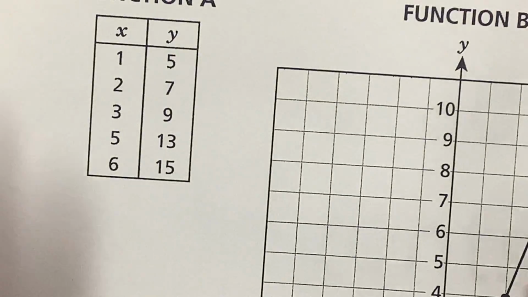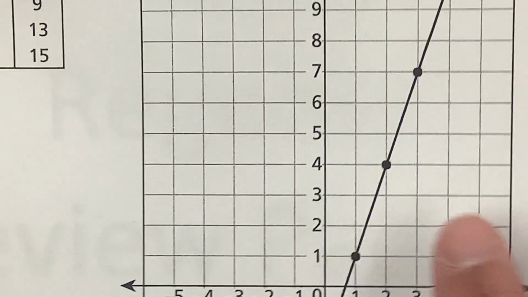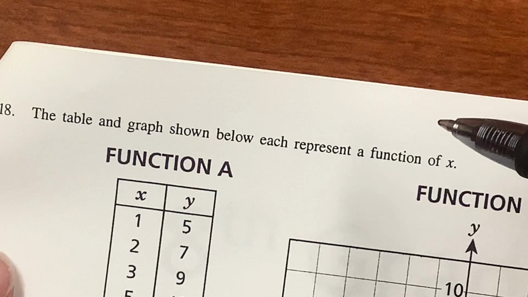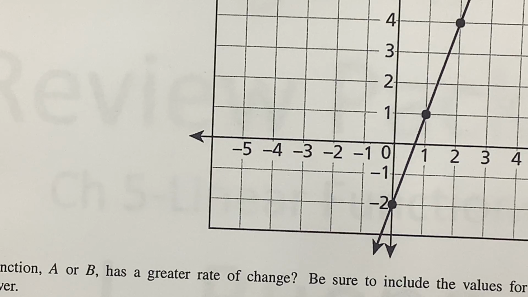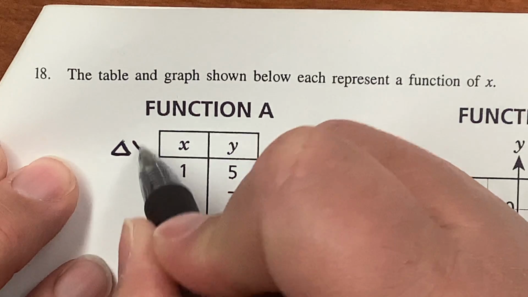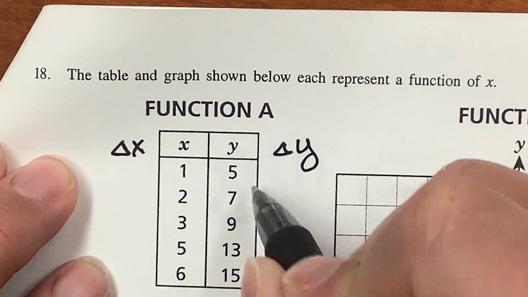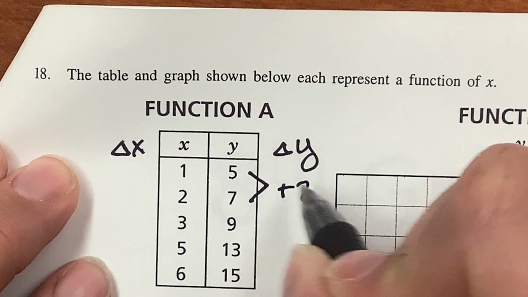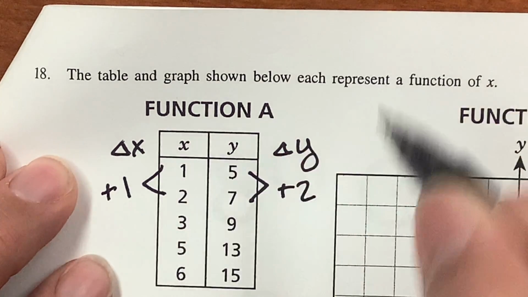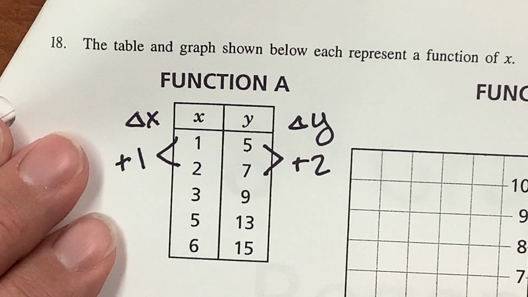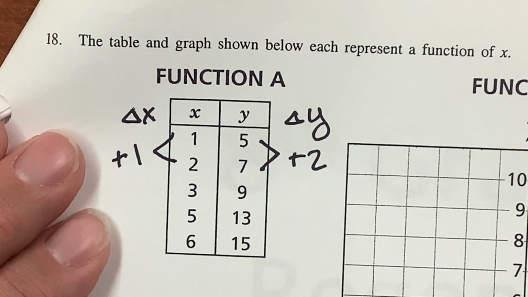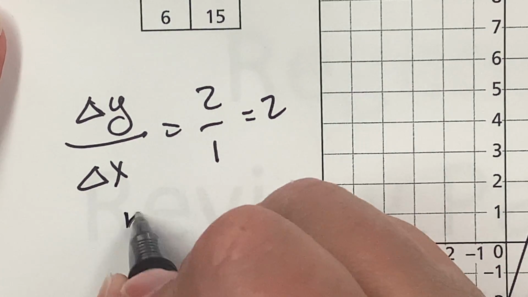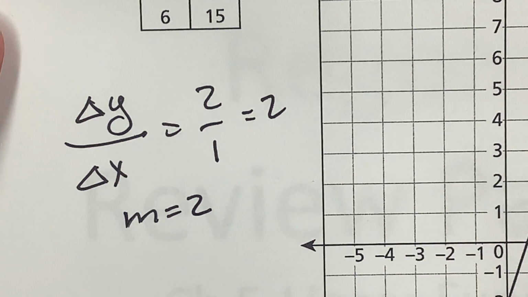Last problem, and we are comparing a function as a table and a function that's a graph. So, which function, A or B, has a greater rate of change? Be sure to include the values for the rate of change in your answer. Rate of change, that is the change in y over the change in x. So, 5 to 7, you're adding 2. 1 to 2, you're adding 1. So the change in y over the change in x is 2 over 1, which is just 2. So my rate of change, m, equals 2 for function A.